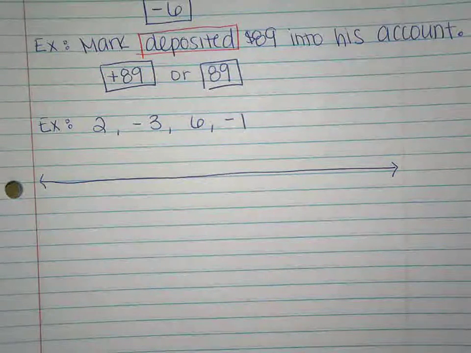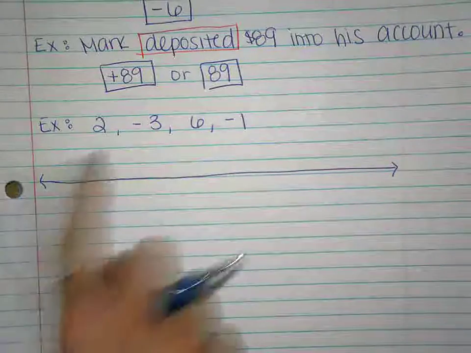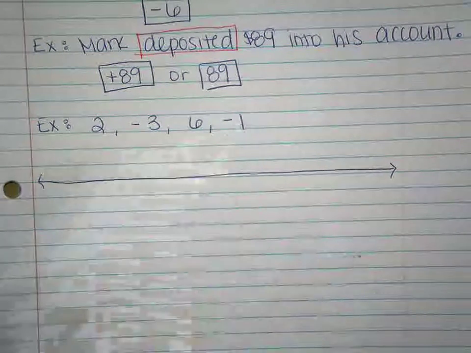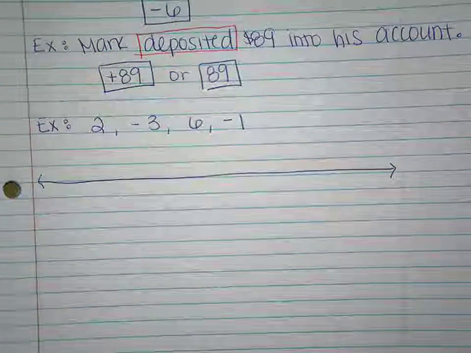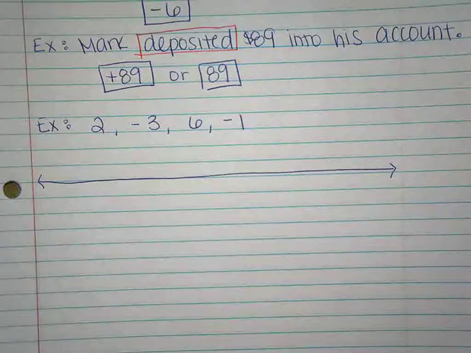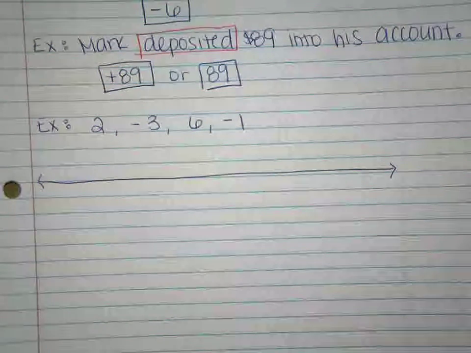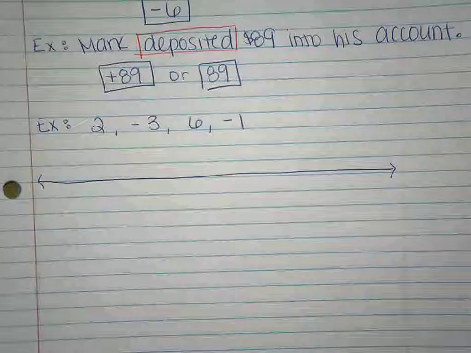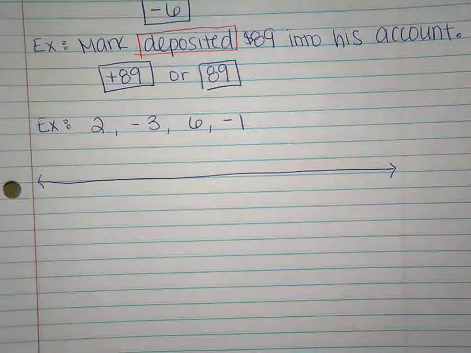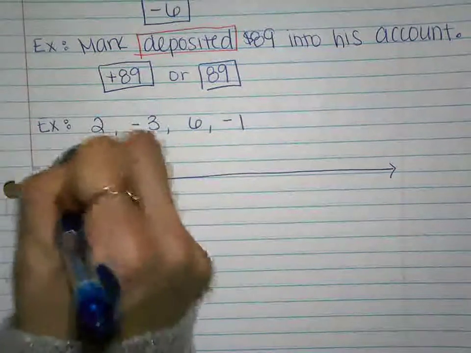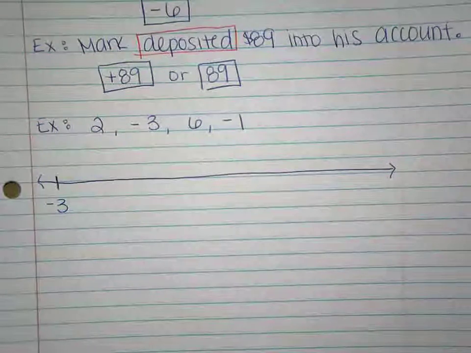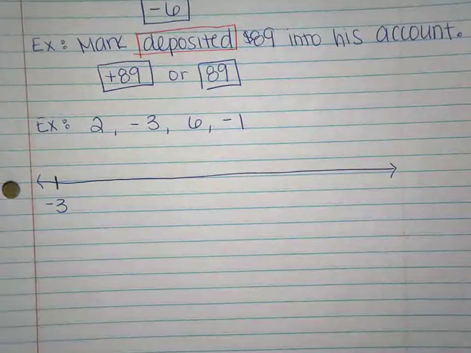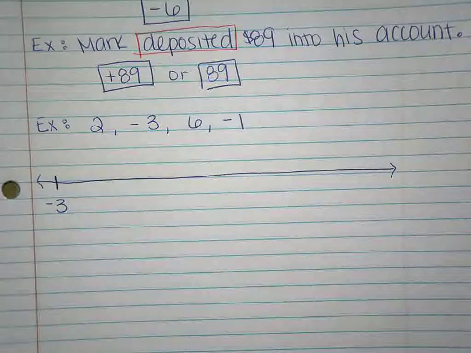Now you can put whatever numbers you want on this number line. You're not right, you're not wrong, as long as these 4 numbers are there, but they A, must be in order, and B, you cannot skip any numbers. So you have to count in numerical order. So my suggestion is always to find the smallest number. 2, -3, 6, -1. Which number is the smallest? -3. So my first number I would put on my number line would be a -3, because I have to have a -3, and it is my smallest number.